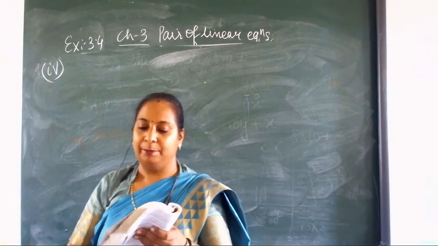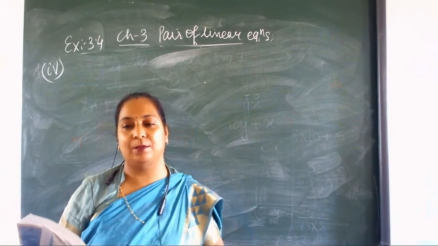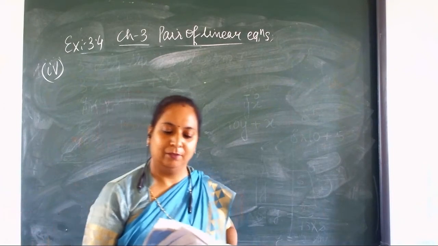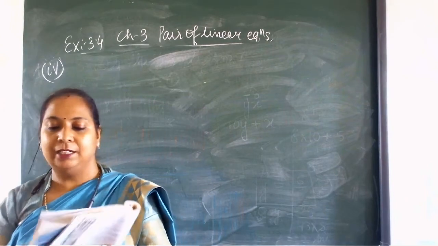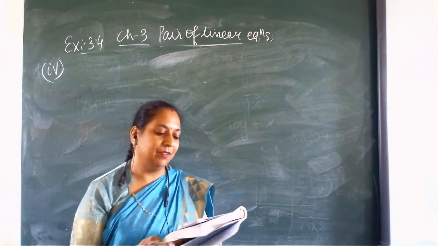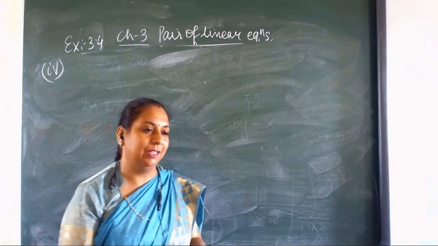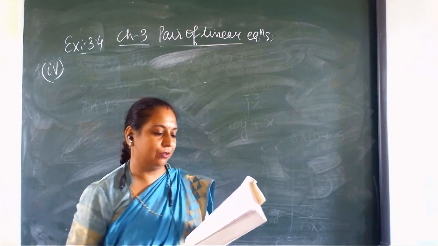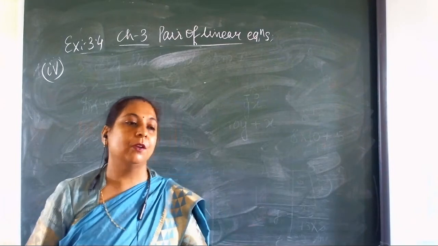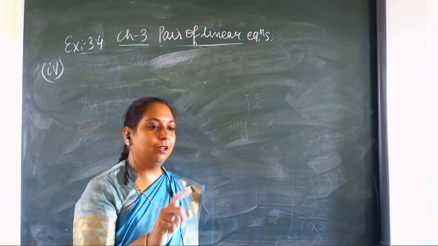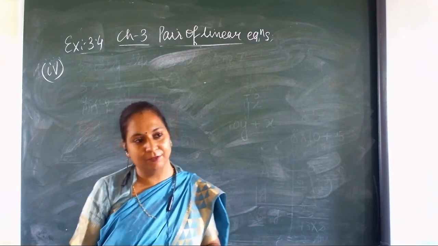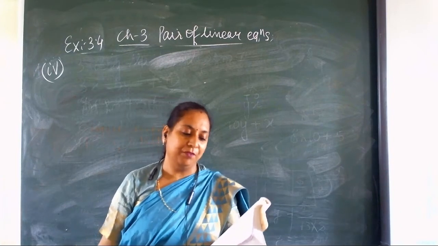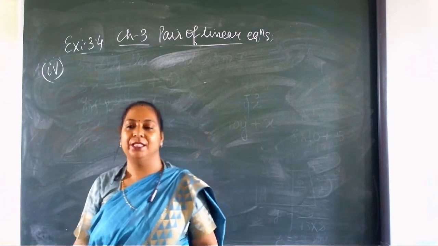Meena went to a bank to withdraw rupees 2000. Withdraw means taking out money. She asked the cashier to give her rupees 50 and rupees 100 notes only. She wants only 50 rupees notes and 100 rupees notes. Meena got 25 notes in all. Means the total number of notes will be 25. Find how many notes of rupees 50 and rupees 100 she received.